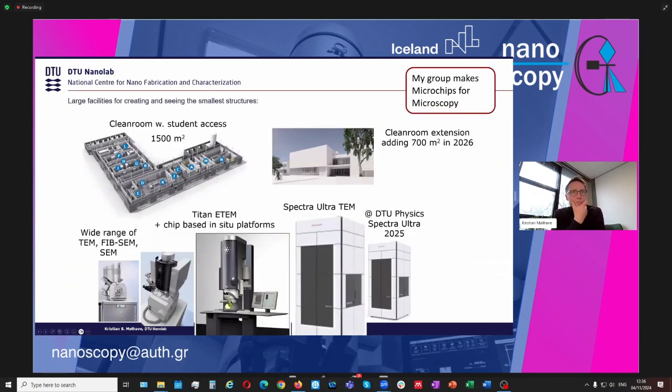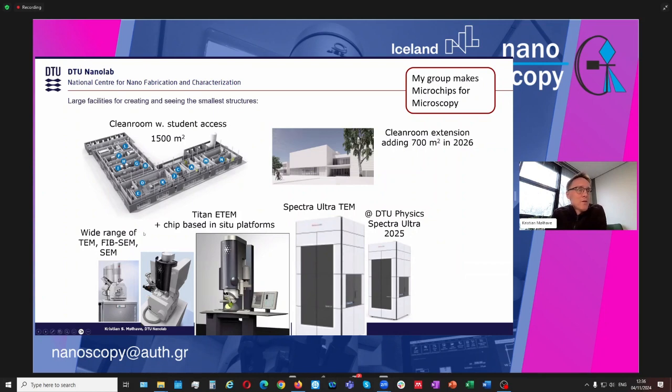And my group, you could say, is making microchips for microscopy, and we're really nicely based here at the Technical University of Denmark with our clean room facility. We've got an amazing clean room, and students can get access to it and be trained to become clean room engineers if they want that. We're currently building a new big add-on to it because it's completely filled with people and companies, so we need more space. It's a hideously expensive expansion, but we're really looking forward to it.